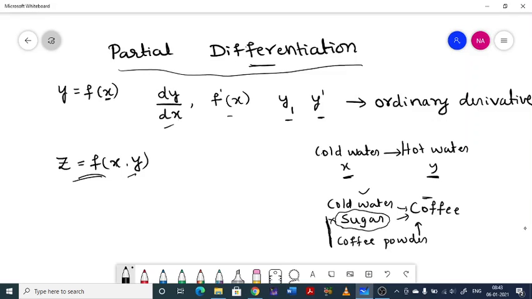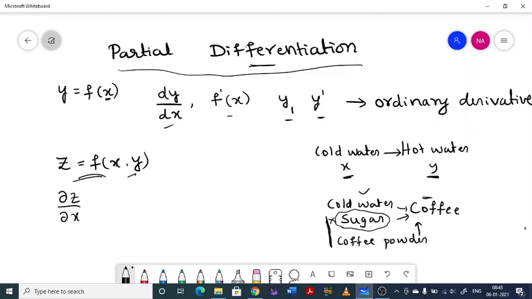So to find the derivative of z with respect to x, what I have to do? I have to differentiate with respect to x. That's what I am doing here. I have to change the quantity of cold water, keeping the sugar and coffee powder quantity same. I have to differentiate z with respect to x, keeping y as constant. So the notation for that is dou z by dou x. This is called dou. So dou z by dou x represents partial derivative of z with respect to x.